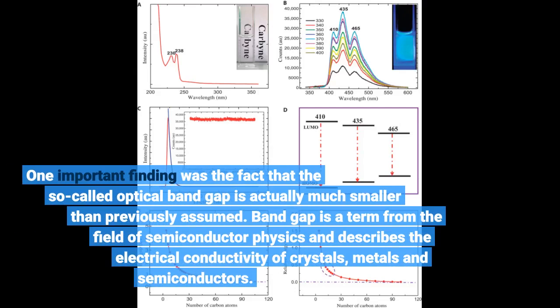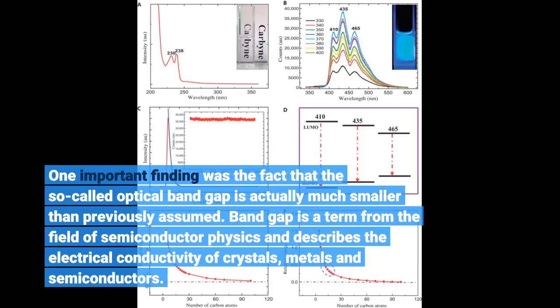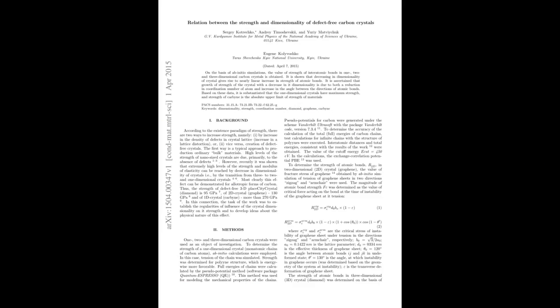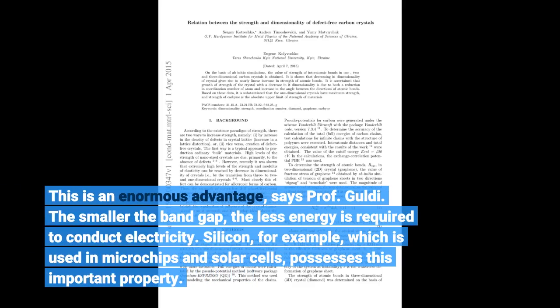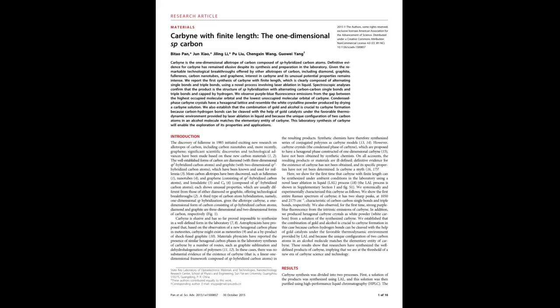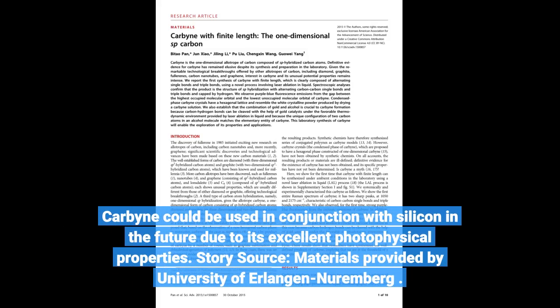One important finding was the fact that the so-called optical bandgap is actually much smaller than previously assumed. Bandgap is a term from the field of semiconductor physics and describes the electrical conductivity of crystals, metals and semiconductors. This is an enormous advantage, says Professor Guldi. The smaller the bandgap, the less energy is required to conduct electricity. Silicon, for example, which is used in microchips and solar cells, possesses this important property. Carbyne could be used in conjunction with silicon in the future due to its excellent photophysical properties.